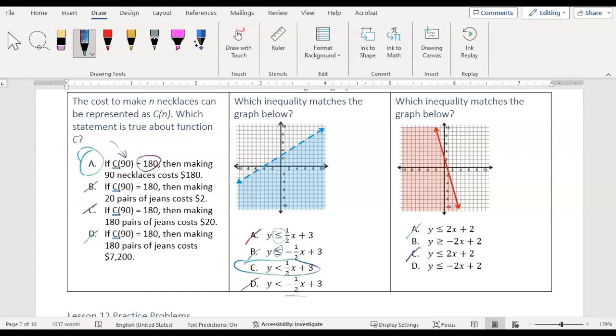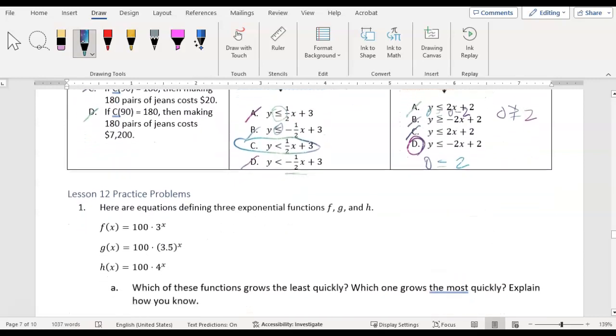Well, let's test a point. If we were to test this point 0, 0, and plug in 0 is greater than or equal to 0 plus 2, well, 0 is not greater than or equal to 2, so it can't be B. It would have to be D, because this point is in the shaded area, and 0 is less than or equal to 0 plus 2, or 2. So D is our best answer.